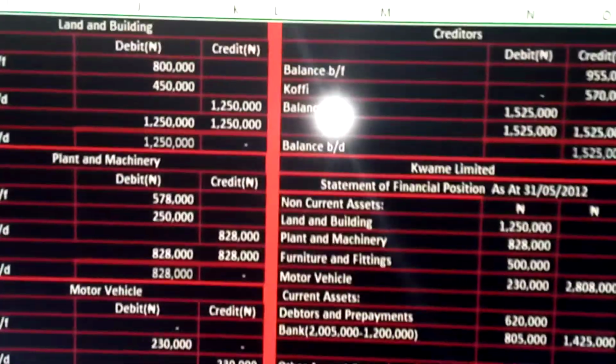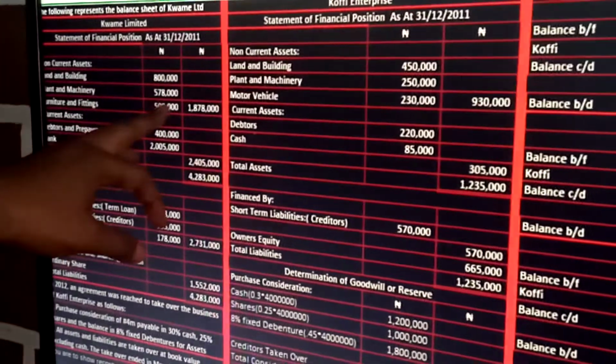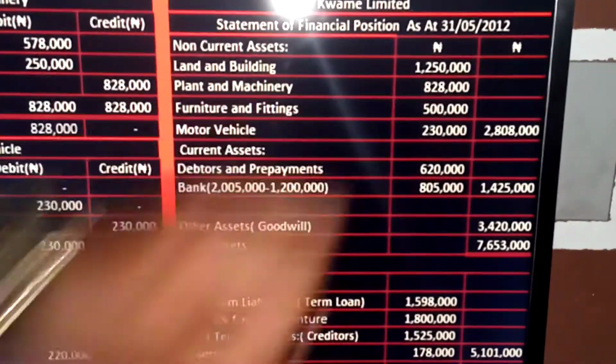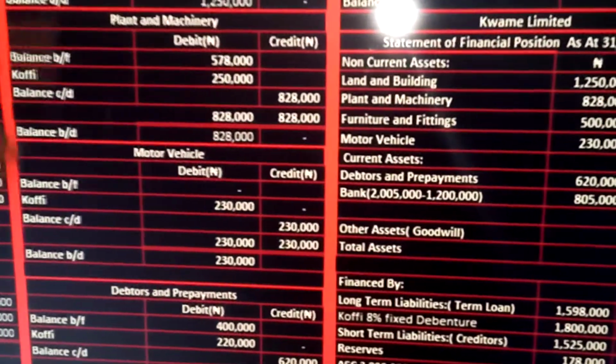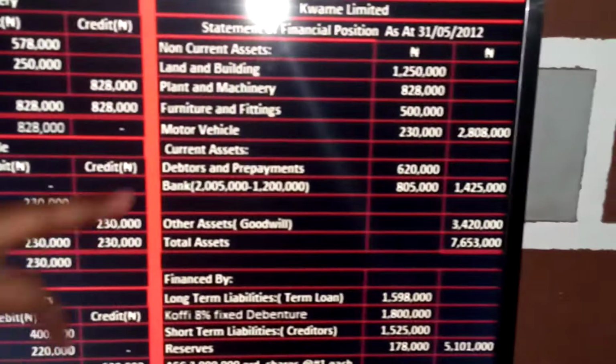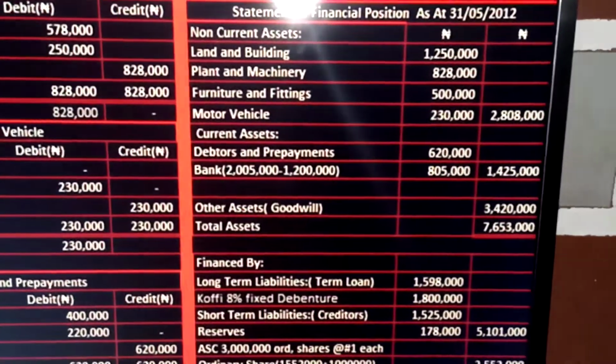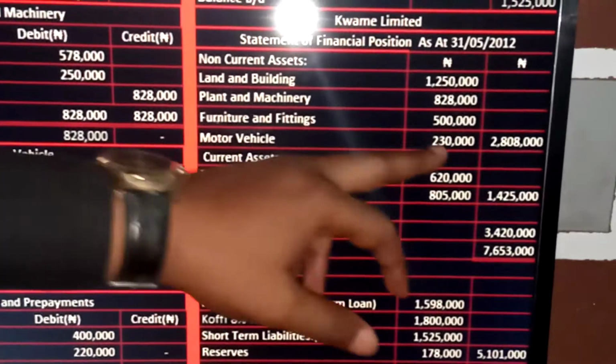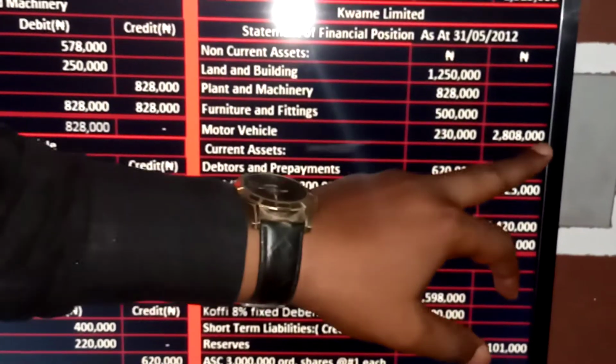What's our new furniture? Furniture is 500,000 because there's no furniture taken over in Kofi's book. So we have 500,000. What's our new motor vehicle? Motor vehicle is 230,000. Kofi had motor vehicle, Kwame did not have, but Kwame took over Kofi's asset. So motor vehicle is 230. When you add all together, you have 2,808,000.